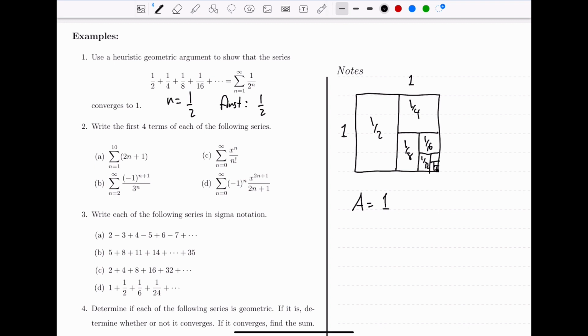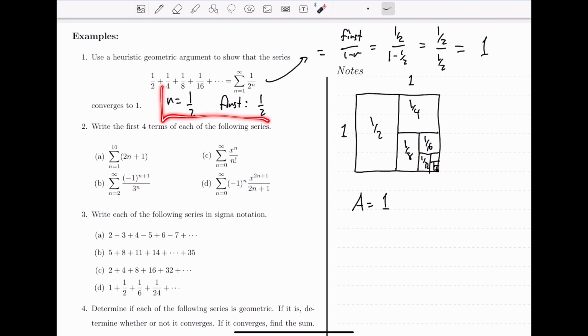So the sum for this convergent geometric series is first term divided by 1 minus the ratio, which would be 1/2 divided by 1 minus 1/2. 1 minus 1/2 is 1/2. I have 1/2 over 1/2, and that equals 1. Using the formula for the sum of a convergent geometric series, we have the same value as what we got from this geometric argument. So this makes good sense.